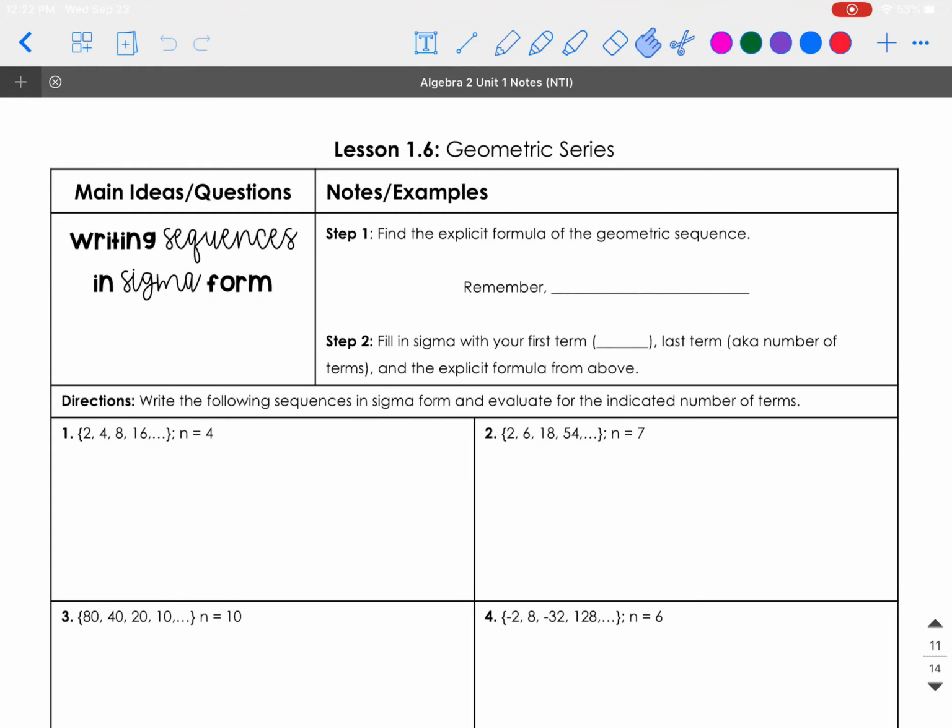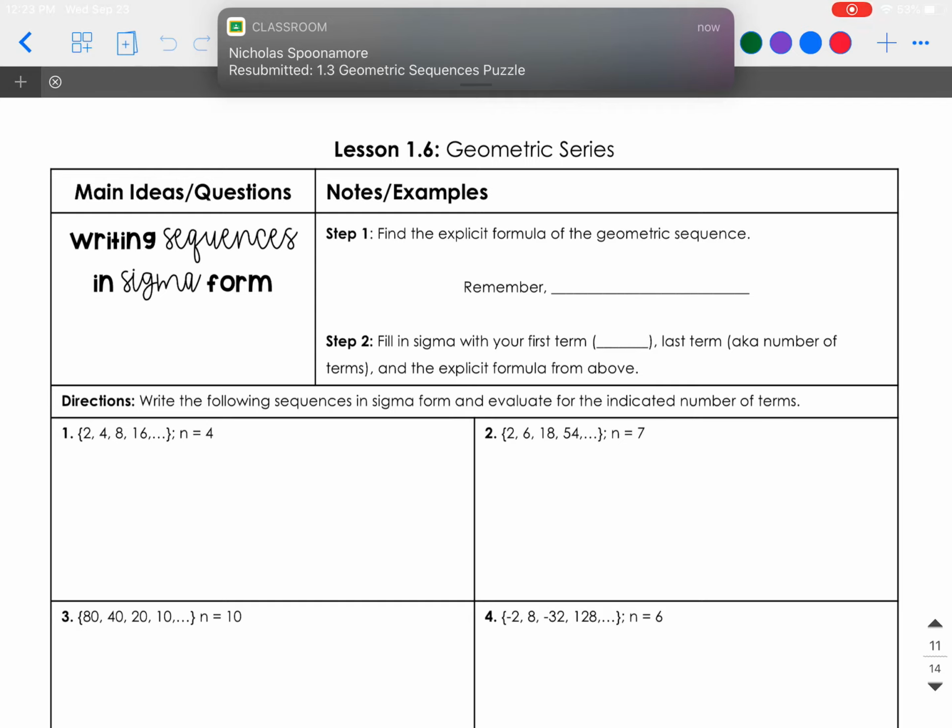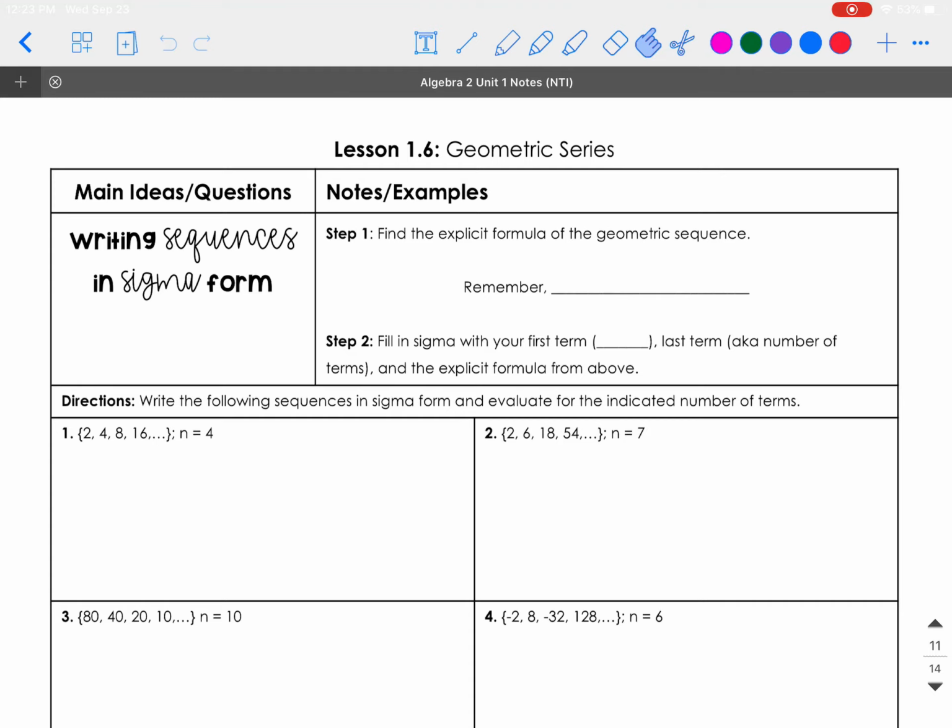In this video, we're going to do lesson 1.6, which is all about geometric series. And personally, I think this one's a little easier actually than arithmetic series. So to start off, we're going to go back and look at a geometric sequence. Remember, sequences are just the list of numbers. And a geometric sequence is a list of numbers where we multiply by the same thing every time.